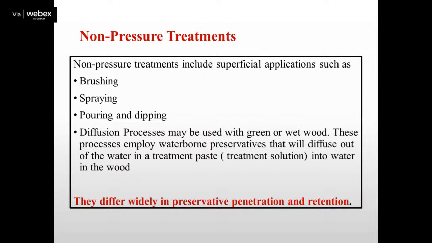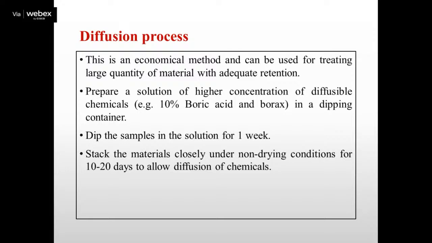This process employs waterborne preservatives that will diffuse out of the treatment paste or treatment solution into the water in the wood. They differ widely in preservative penetration and retention. So the diffusion process is very important, and it is an economical method also. It can be used for treating a large quantity of material with adequate retention. Prepare a solution of high concentration of the diffusible chemicals, that is water-soluble chemicals only, 10% boric acid or borax, in a dipping container. Dip the samples in the solution for 1 week. Stack the material closely under non-drying conditions for 10 to 20 days to allow diffusion of the chemicals.